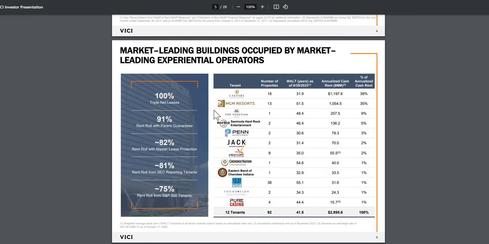What I just wanted to bring to your attention, for those that maybe are new to VICI Properties, is that they have several tenants, in fact 12 with over 92 properties. Now the weighted average lease of each one is around 41.5 years. So we're not talking 1, 2, 3, 4 years. This is a very long term. On top of that, we can see their annualized cash is around 39% for their largest tenant, which is Caesars, and MGM we can see at 35%. So in total, that is sitting around 74% with the others in single digits.